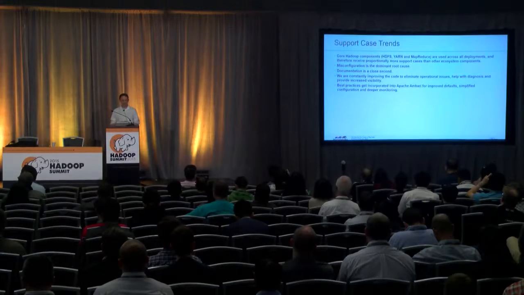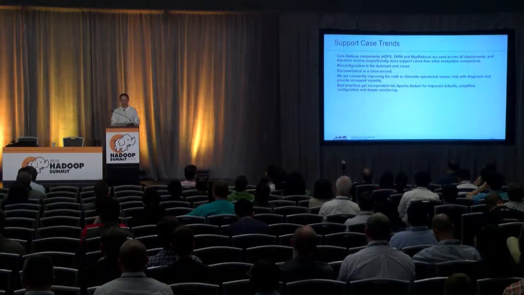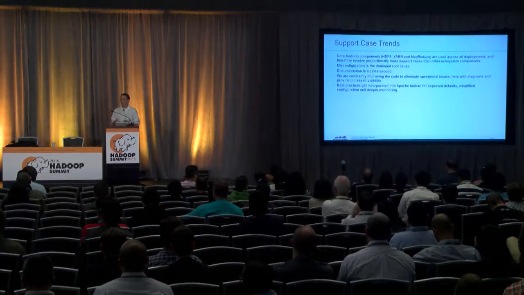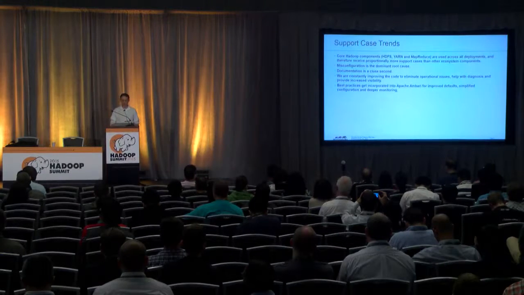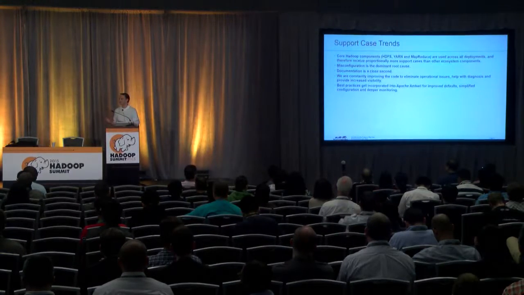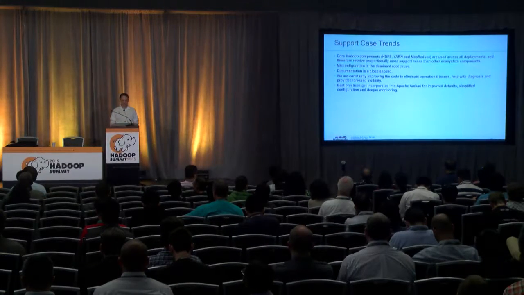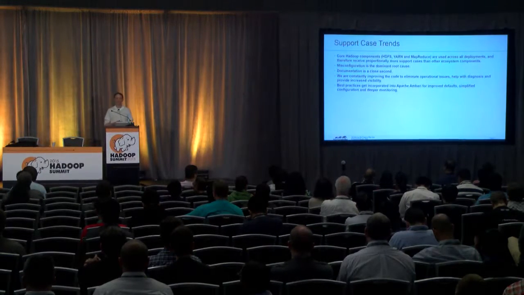We see that misconfiguration is the dominant root cause. We see documentation is a close second. Based on that, we're constantly seeking to improve the code to help manage operational issues, whether that means helping with diagnosis, making it easier to recover from an existing problem, or just providing more visibility into what the system is actually doing.